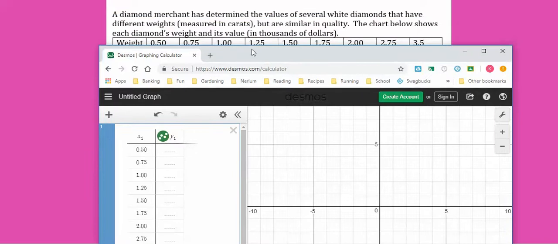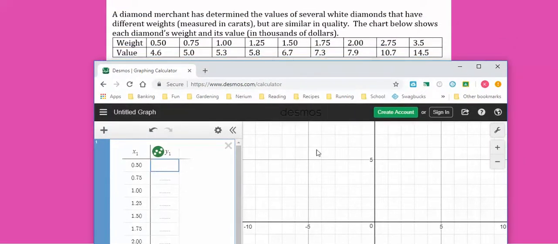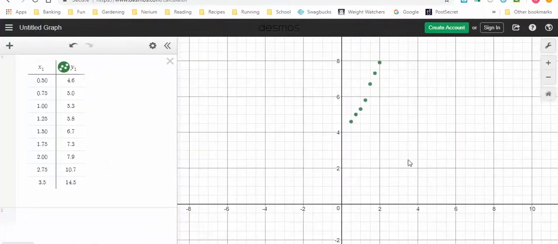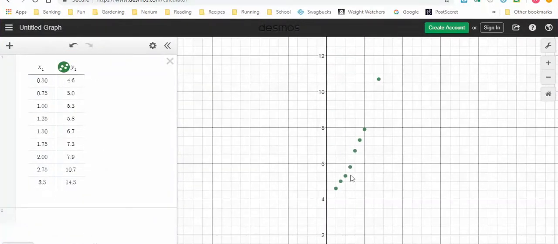Then I'm also going to put in the values for each one in my Y1. So 4.6, 5.0, 5.3, 5.8, 6.7, 7.3, 7.9, 10.7, and 14.5. So there's my scatter plot.